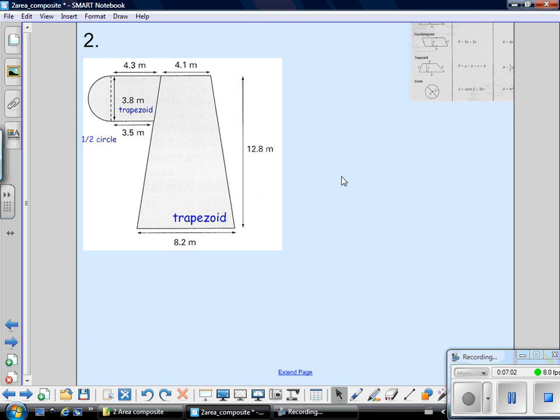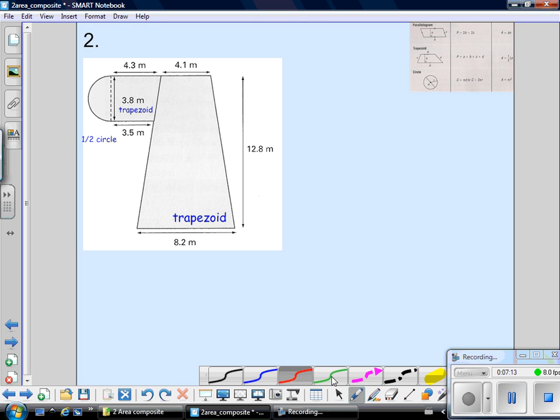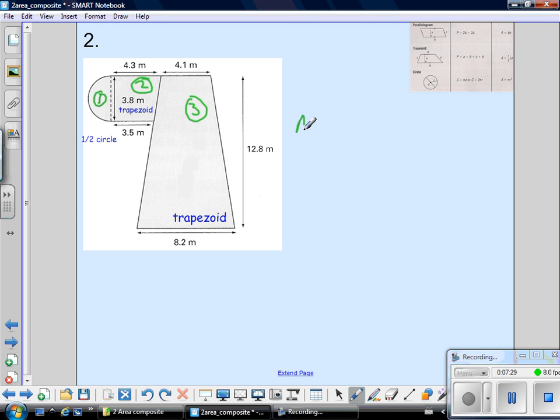So we can see that we have three shapes. So just like the previous question, we're going to label our shapes with numbers from our diagram. So this time I'll use green. So I have a shape 1, shape 2, and shape 3. And in this case, I'm going to add all three shapes. So I'm not subtracting anything. So I end up with area equals 1 plus 2 plus 3.